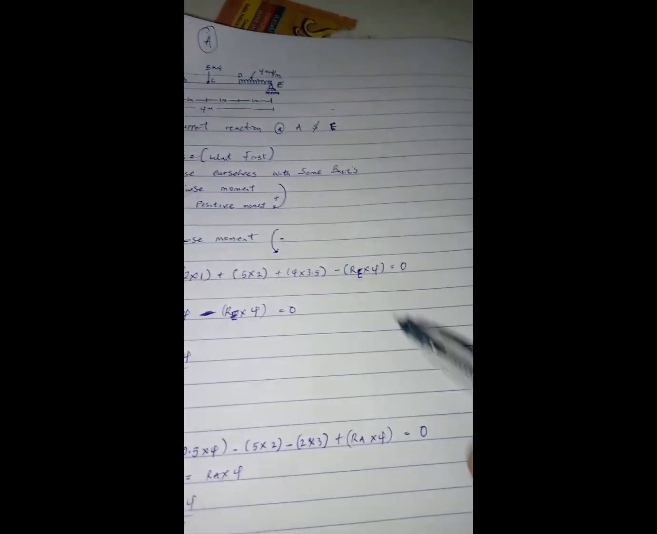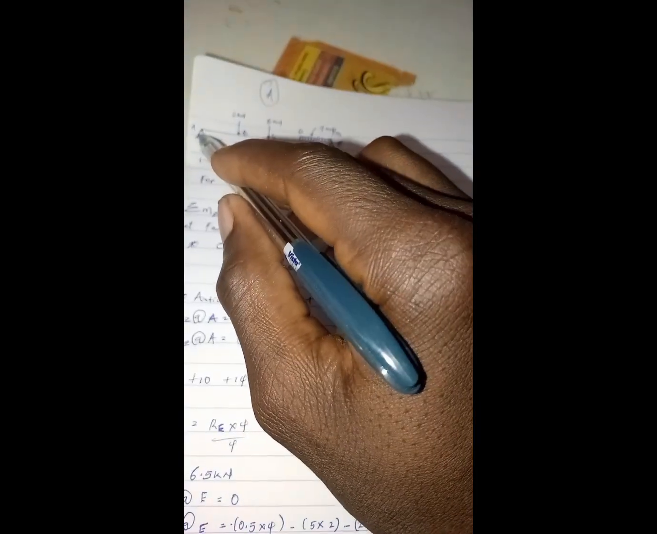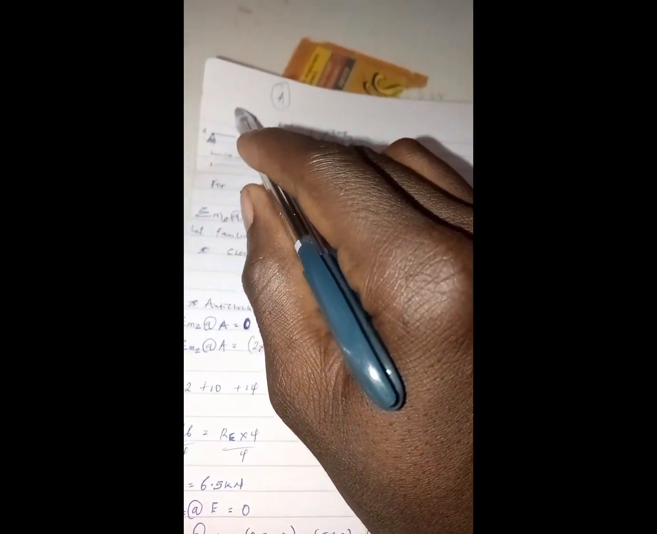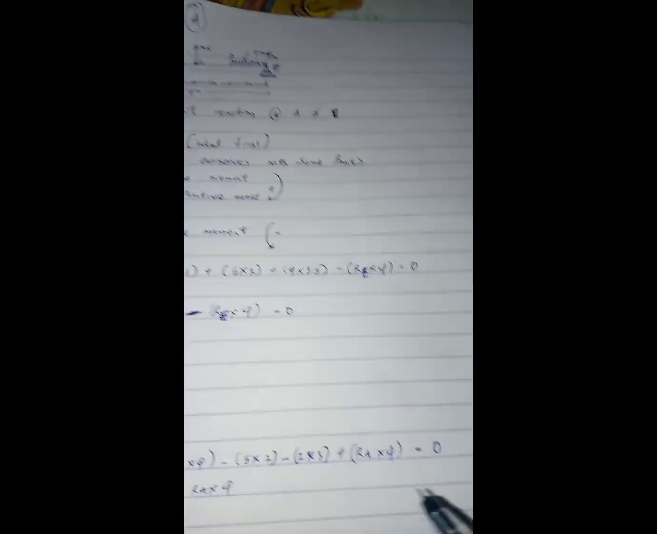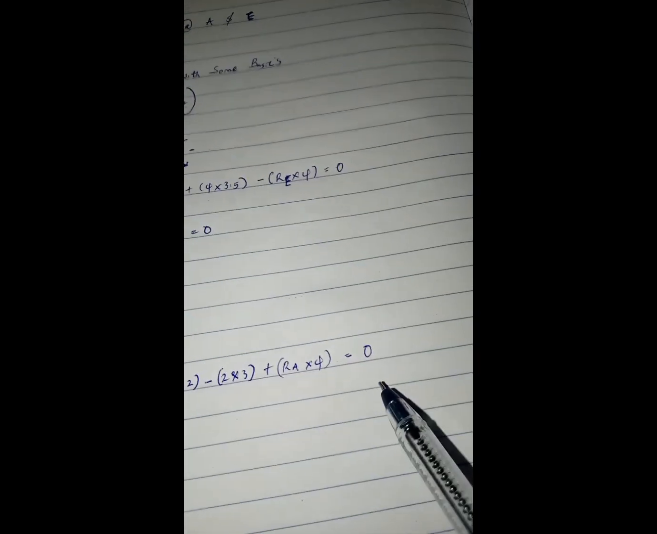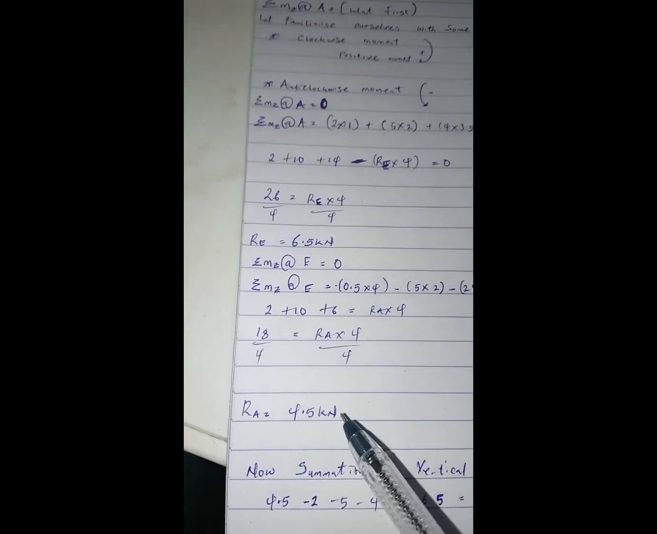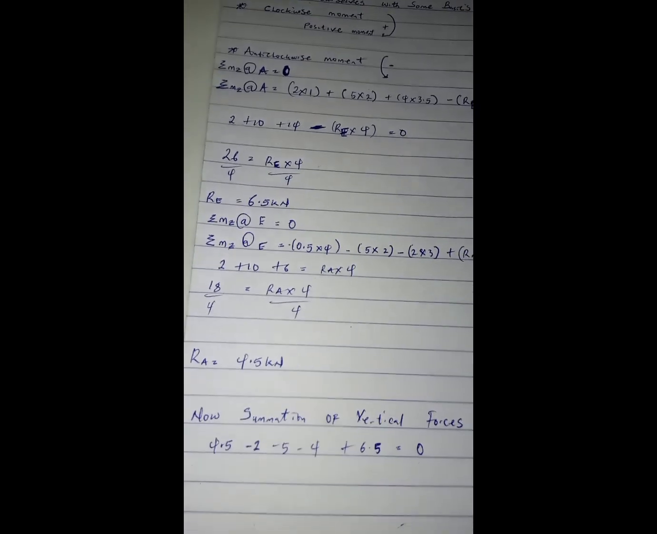And lastly, we see RA creating a positive moment about point E, because this reaction here tends to create a positive moment about this point. So we term it as positive, and we equate everything to 0. Solving for RA, we see that RA is equal to 4.5 kilonewton.